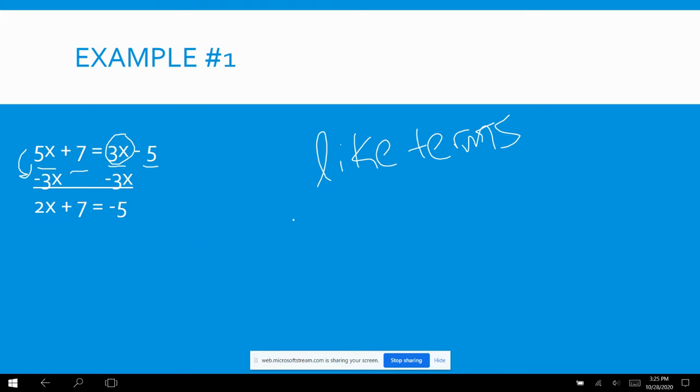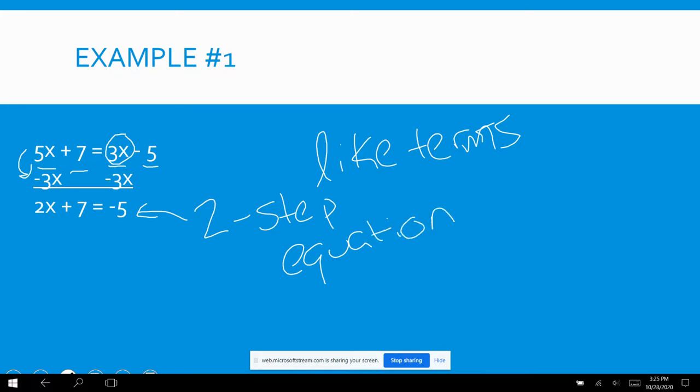And if you notice right here, this piece of your equation is just another two-step equation that we have become pros at solving. And we're going to solve this just as we would a two-step equation. You're going to subtract the 7 from both sides, and you're going to divide by 2 to get your value of x equals negative 6. Remember, you can always check your answer by substituting it back into the original equation. So again, we move all our variables to one side, the constants to the other, and go from there.